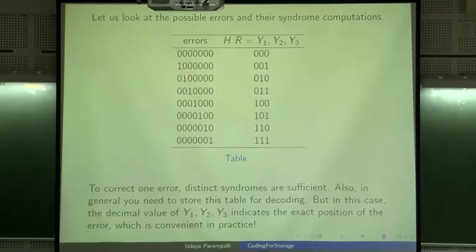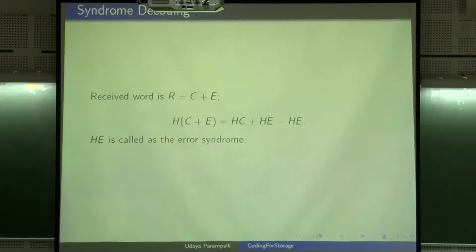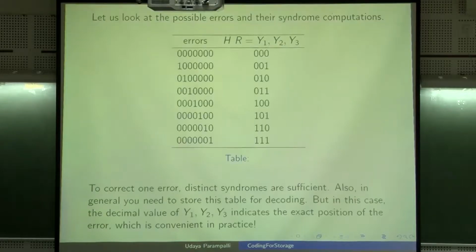If you look at all possible errors with the syndrome computation, you can see the same things. Errors can happen in all these positions, and the syndromes give you the same table. So to correct one error, you need distinct syndromes. This is how you can generalize it to any code. Once you have the syndromes, you compute the syndromes corresponding to the typical errors that happen. Then you look at the syndrome, find the corresponding error pattern, and simply XOR it with the received code.